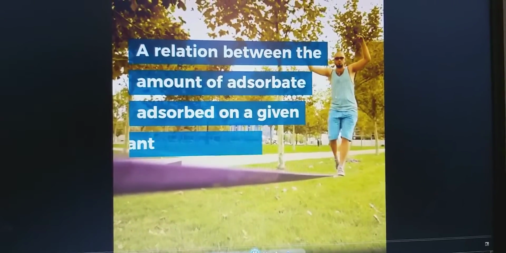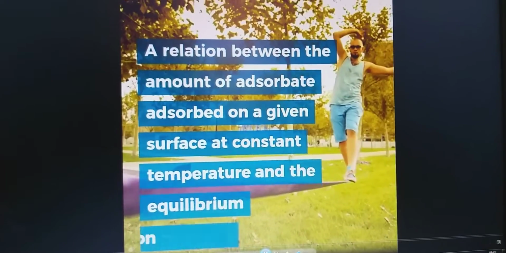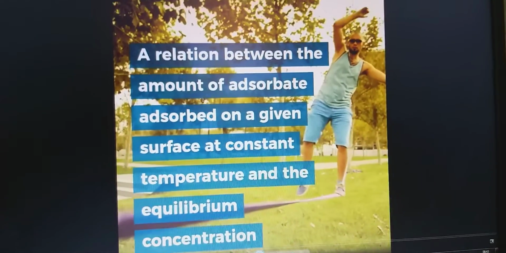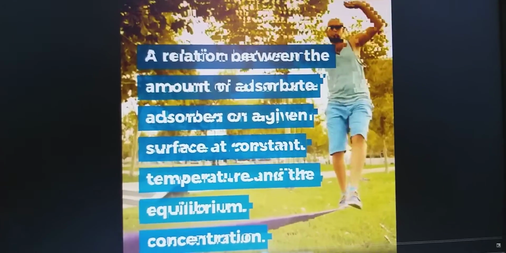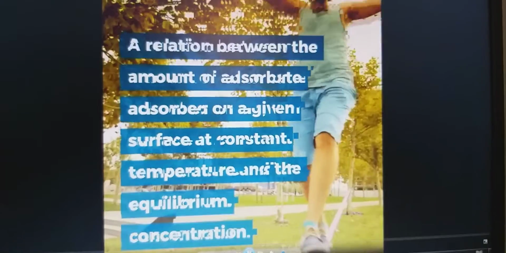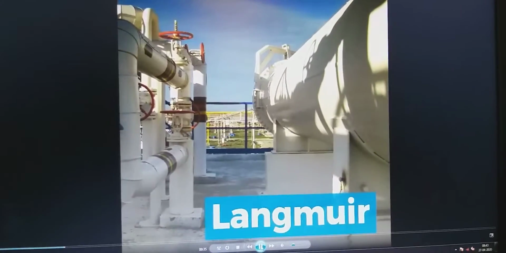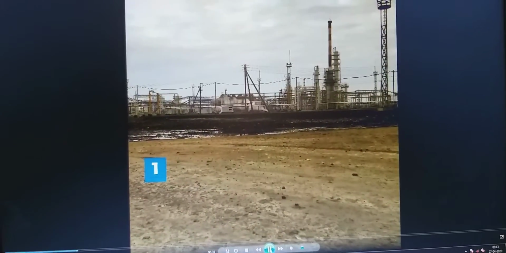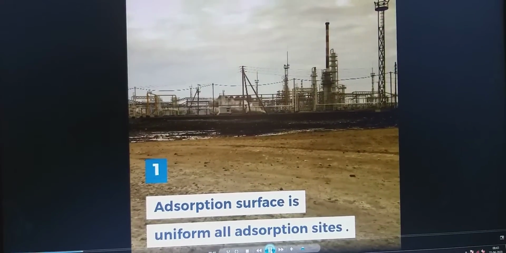So basically, what is an adsorption isotherm? Adsorption isotherm is nothing but the relationship between the amount of adsorbate adsorbed on the adsorbent and the amount of adsorbate present in the solution, at a constant temperature.